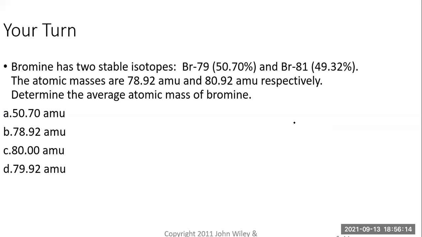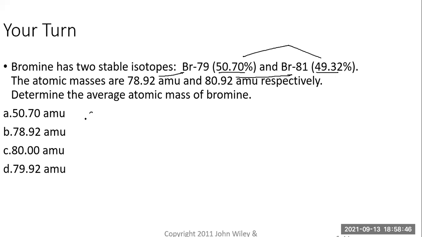So why don't you give one a go here? What is the average atomic mass of these two isotopes of bromine, given the atomic masses of each isotope? See what you come up with. Getting to the end here, let's take a look at this one to see how we would do it. Again, we have two isotopes of bromine. We have the percentage of one and the percentage of the other. If we take a quick peek at those two percentages, it's about 100%, so we know we're not missing any isotopes. And we have the atomic masses of each of these isotopes.